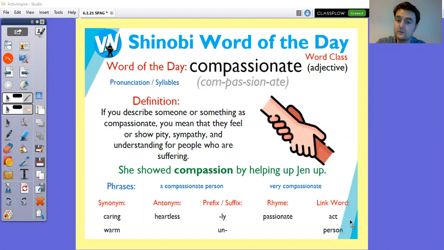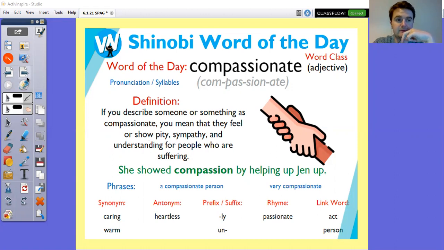You can turn it into an adverb by adding ly, so you can compassionately do something. She compassionately helped Jen up. Or you can change the adjective to uncompassionate to show that someone is heartless, to mean the opposite. And you can describe an act as compassionate, or you can describe a person as compassionate. So have a go at pausing the slides and write a sentence using that word compassionate. And I look forward to seeing all of them.